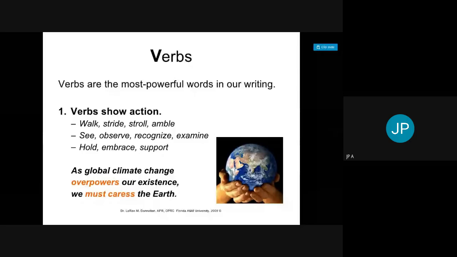So that is the basic function of verbs. So they can indicate action.